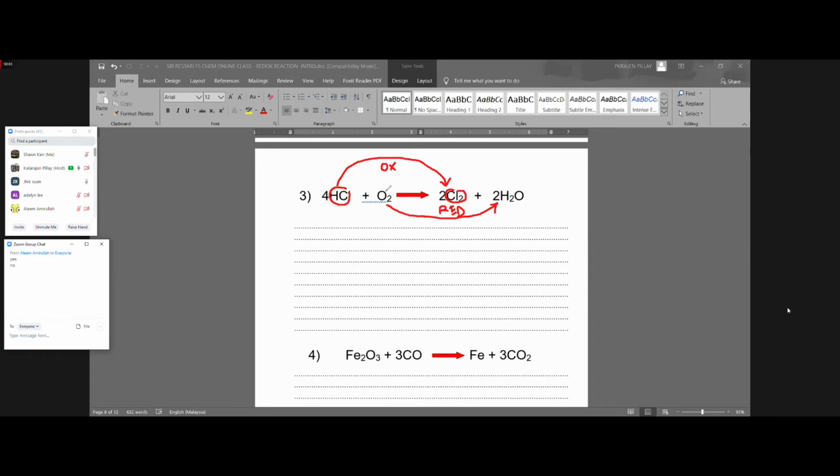Reduction. What is this? O2, what do you call it? We describe it first. Oxygen. Oxygen is reduced, correct or not? Yes. It's reduced to what? What is this thing called? Water. Water, okay. Oxygen is reduced to water.